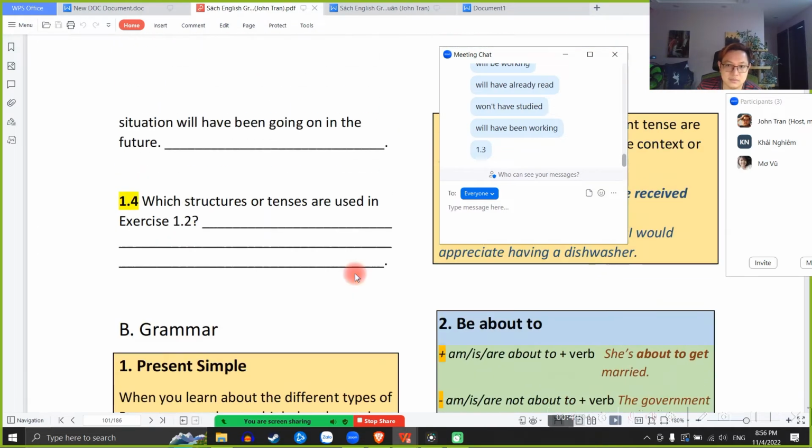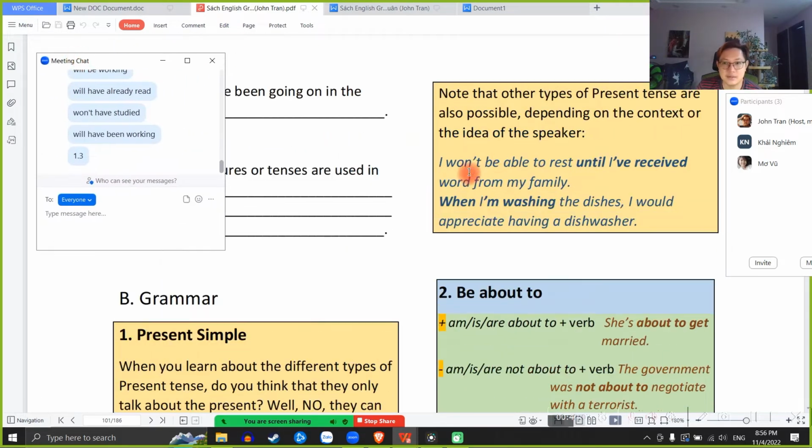Okay, let's see. We have anything more? No. Oh, we do have. Note that other types of present tense are also possible depending on the context or the idea of the speaker. I won't be able to rest until I've received word from my family. When I'm washing the dishes, I would appreciate having a dishwasher.